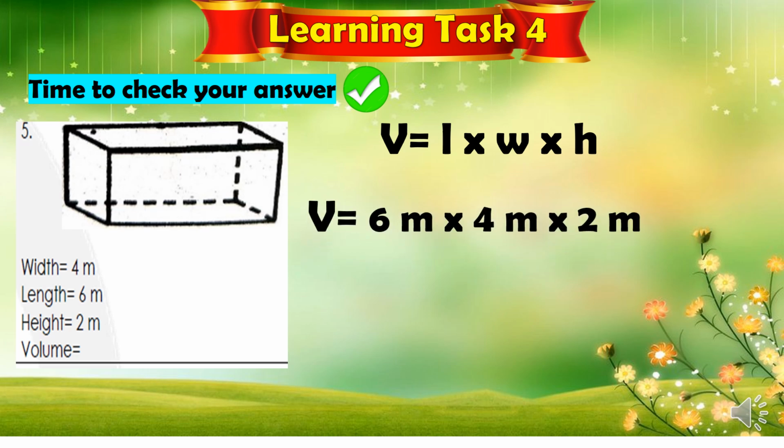So when we substitute, the length is 6 meters, the width is 4 meters, and the height is 2 meters. So when we multiply 6 times 4 times 2, that will give us a volume of 48 cubic meters.